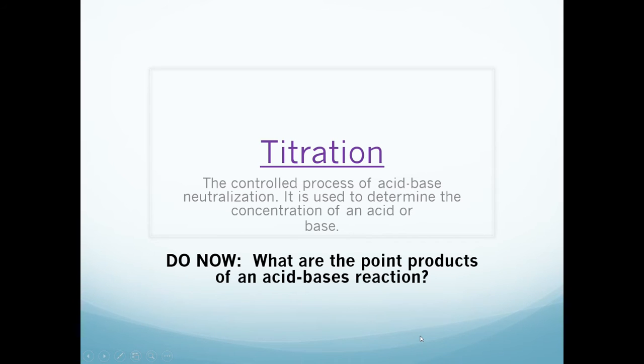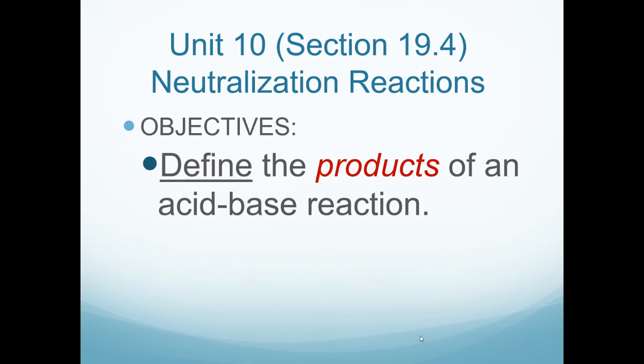Hey, we're going to do a quick review of titration. What you probably need to know is what the products of acid and base reactions are, so we're going to go over that. A titration is just a controlled process of acid or base neutralization. It's used in the lab if you find an acid that's not marked and you don't know its molarity, to determine that. The unknown is your molarity.